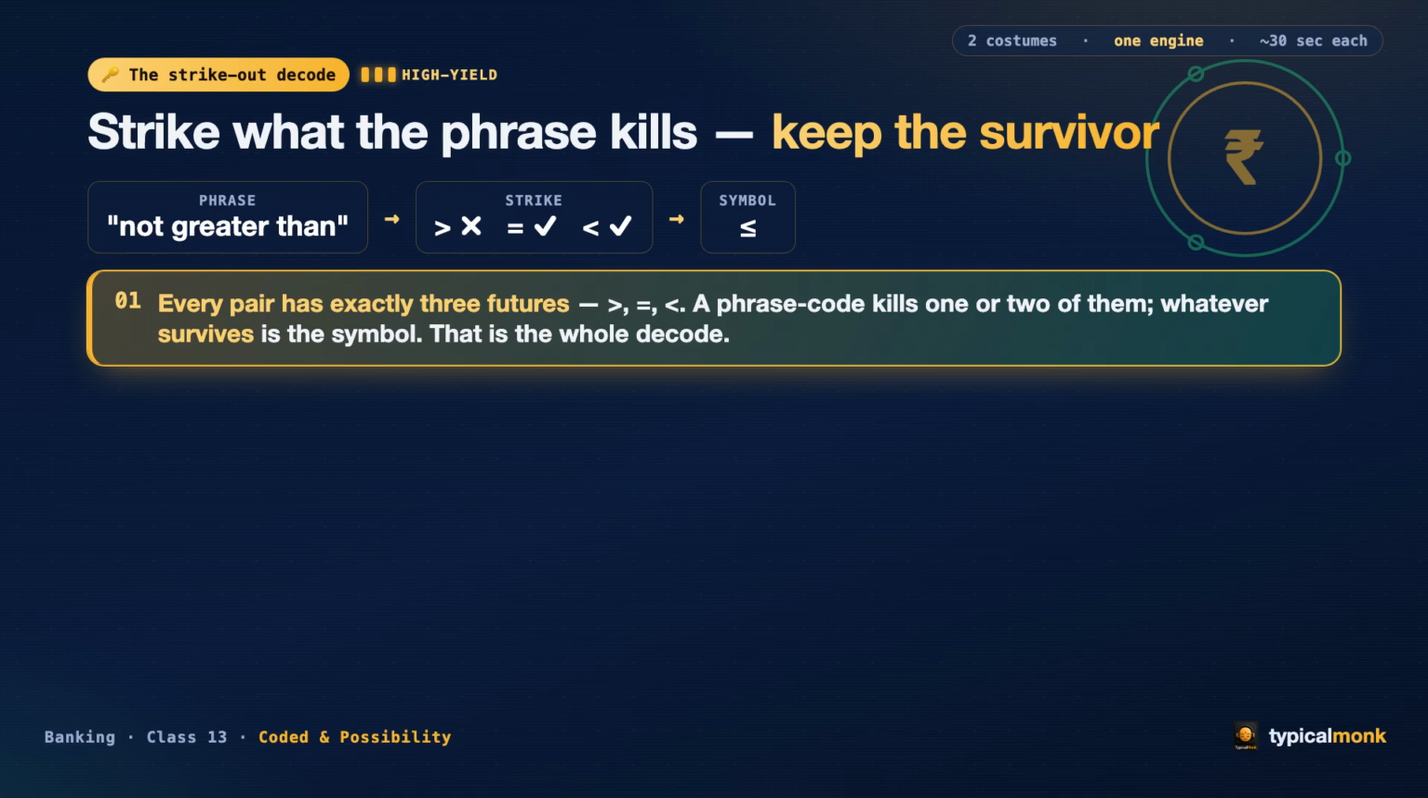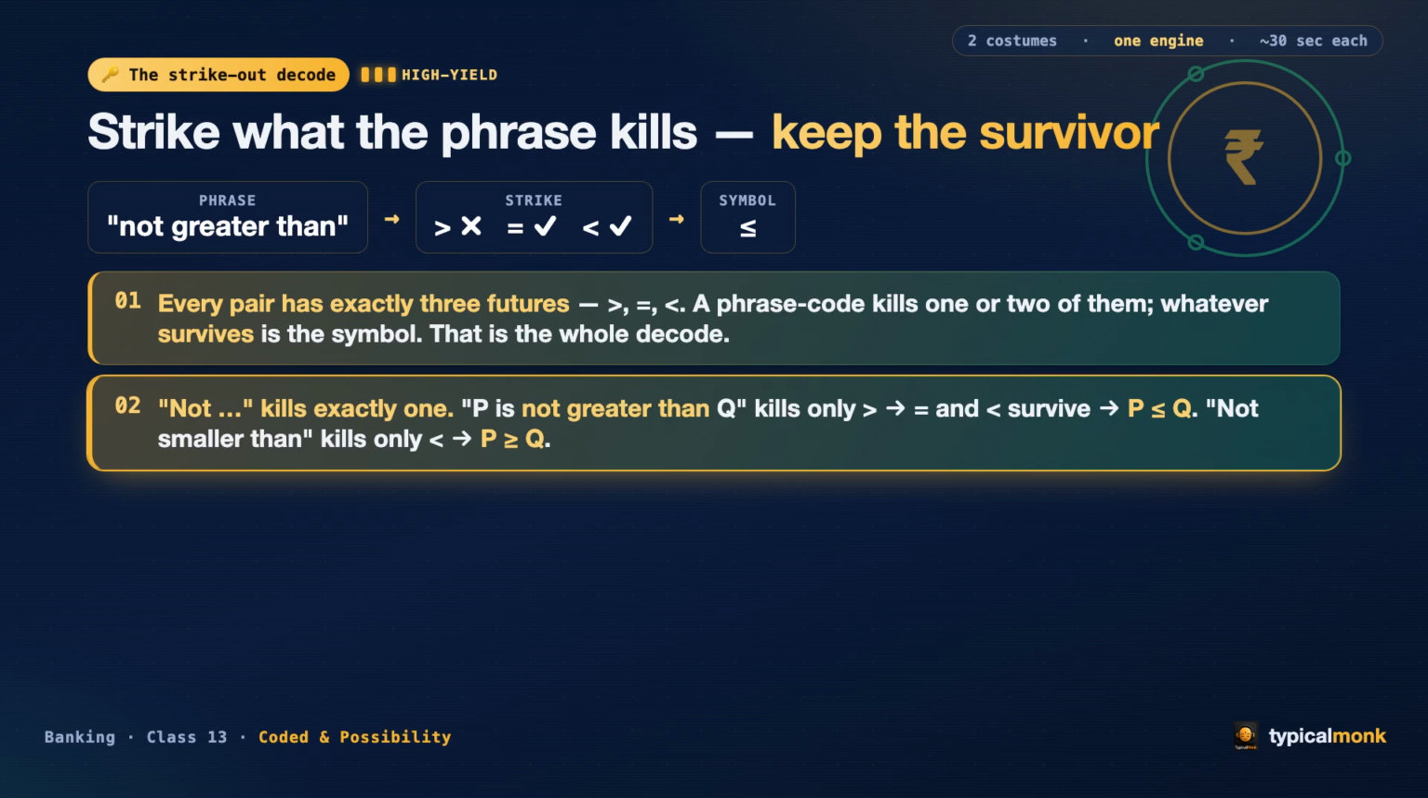Now today's first tool, the strikeout decode. Look at the ribbon. The phrase is not greater than. Out of the three futures, greater than is struck off, equal and less than survive. So the symbol comes out as less than or equal to. 1. Every pair has exactly three futures: greater than, equal, less than. A phrase code kills one or two of them. Whatever survives is the symbol. That is the entire decode.